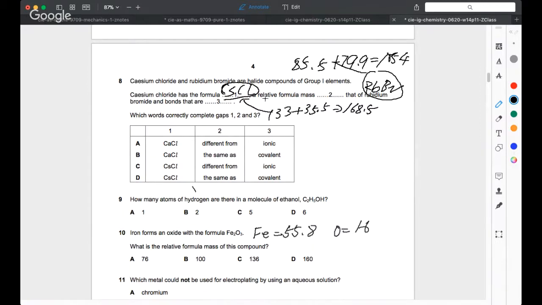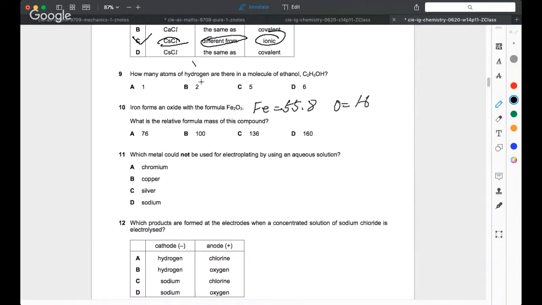So they have different relative formula mass. So that would be this and that. And furthermore, the bonding in CsCl is ionic, so the choice is C. So question 9, how many atoms of hydrogen? So you have 5 here, 1 here, so 1 plus 5 is 6. That will give you D as the right answer.